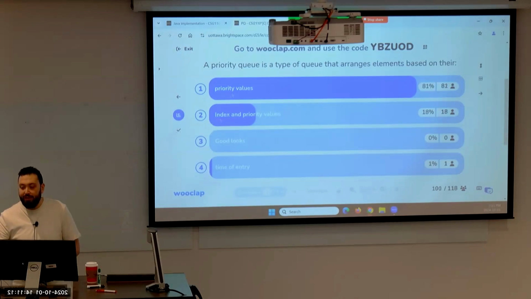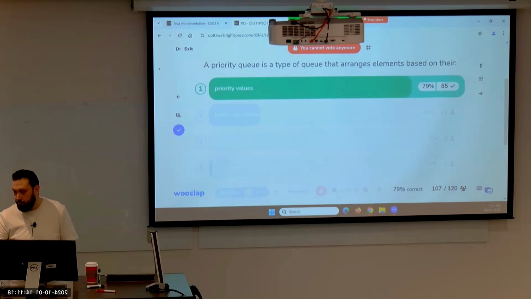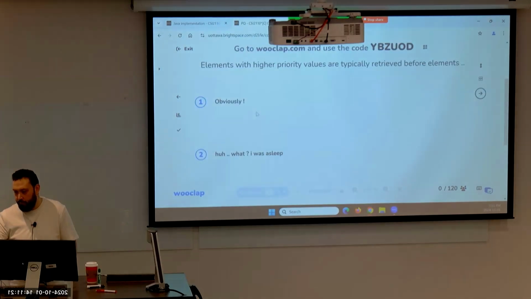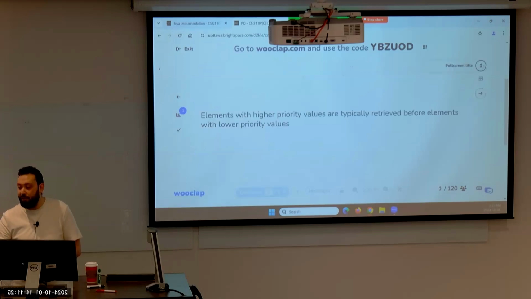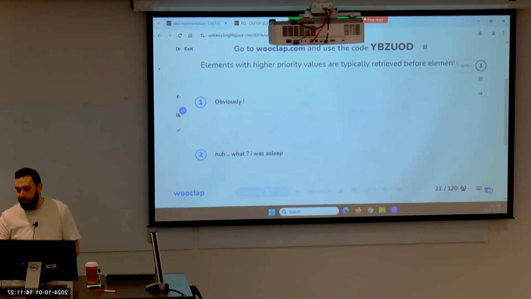Priority values only. No, the index and the priority are not the same thing, so we cannot say index and priority. So priority. Of course, elements with higher priority values are typically retrieved before elements with lower priority. Correct? Of course.